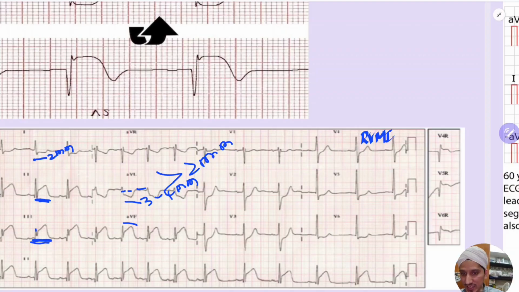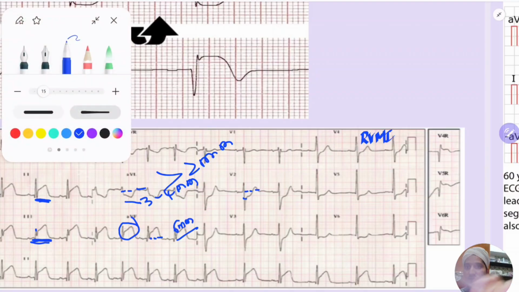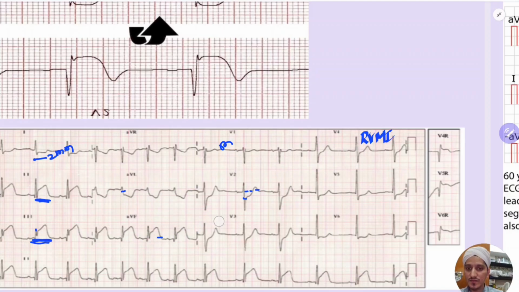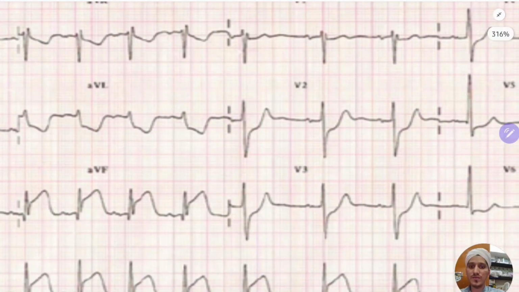So ST segment elevation in AVF, how much is there? From the J point you will compare. If this is the J point, approximately it is 6 mm. This is the elevation. Now you will compare it with depression. So this is the depression. Here it is elevation from here up to here. So grossly, I will zoom it, comparing the elevation with depression.